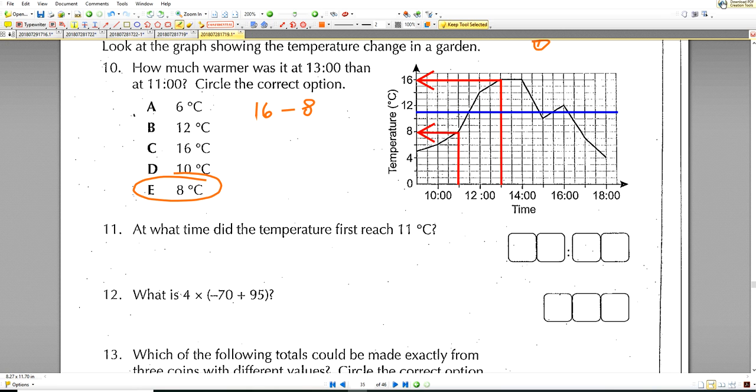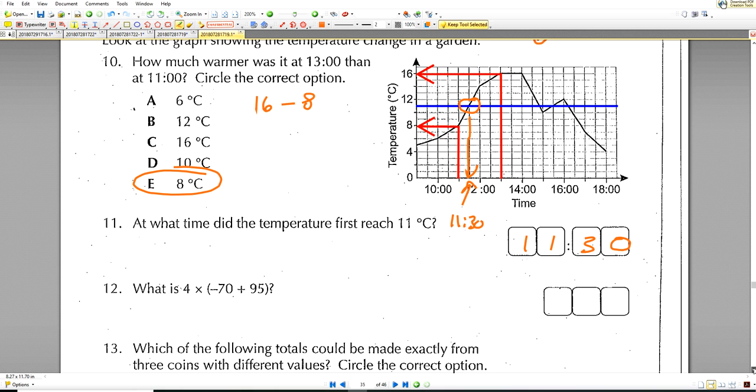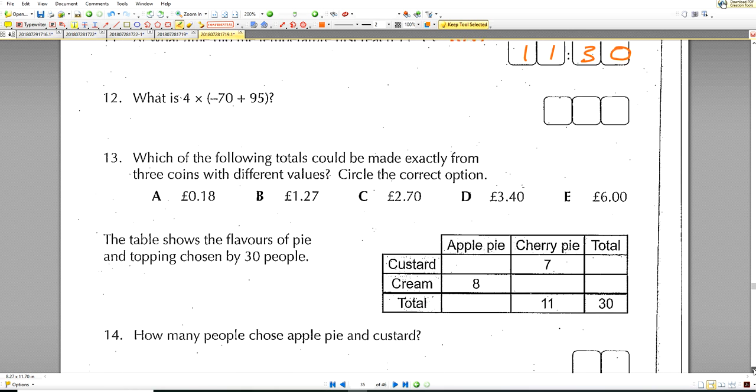So let's have a look. It's going to hit it here. Let me hold my pencil. I'm going to come down from here, that part of the graph. So we have 10 o'clock, we have 11 o'clock, and the time there is going to be 11:30. Halfway between 11 and 12 is 11:30. So 11:30 is the answer. That's a beautiful answer. Let's move on. Okay, next question. Question number 12.